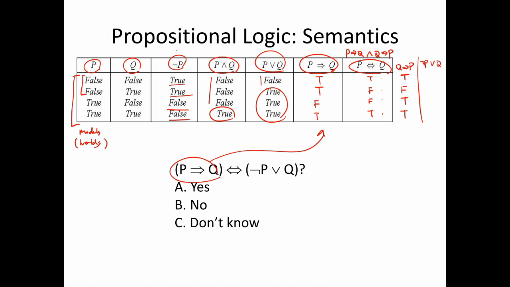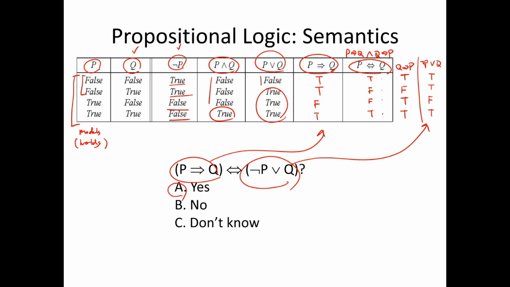So we're looking at the not P column and then the Q column. If either of those is true, then not P or Q is true. First world, not P is true, so not P or Q is true. Second world, they're both true. Third, neither is true, so it's false. Fourth, Q is true. And it turns out that P implies Q and not P or Q have the same truth value in all the worlds, which means they're equivalent.